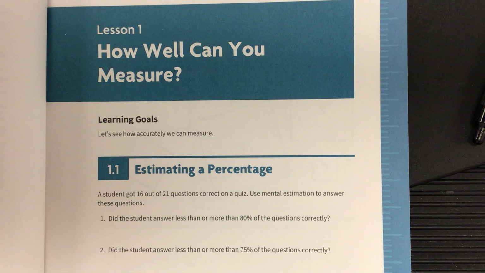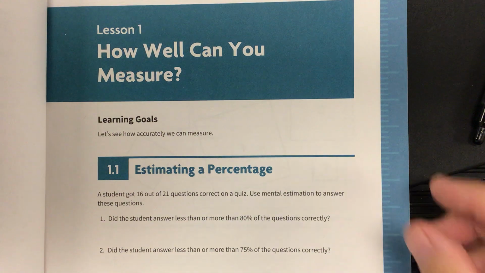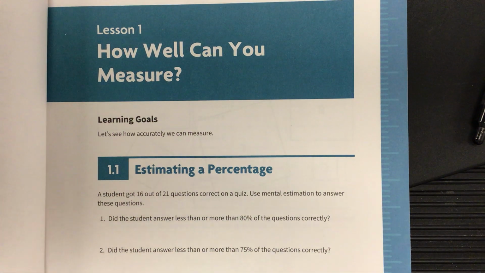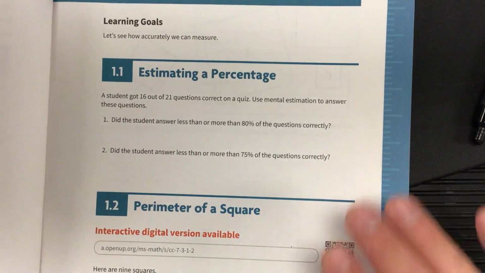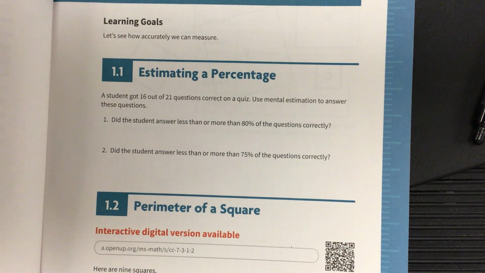So, page 7, new book here. Let's find out how accurately we can measure, which is what the lesson is called. How well can we measure? First thing I want us to consider, so the student got 16 out of 21 correct on a quiz.